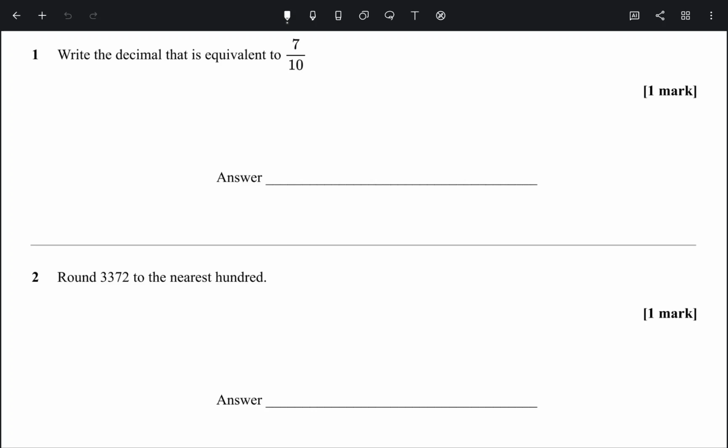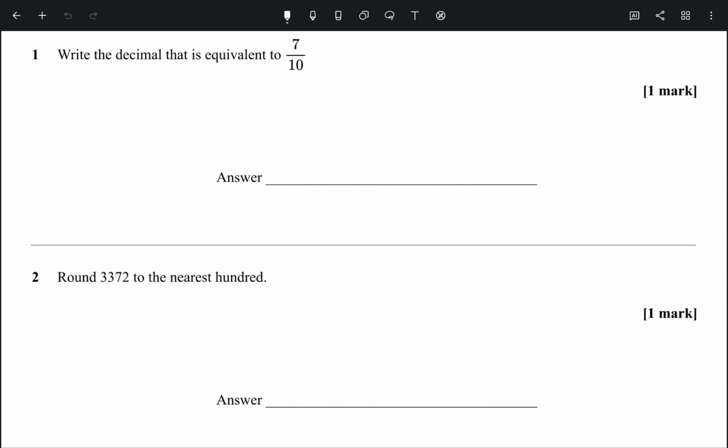This is our predicted paper for the GCSE Maths exam taking place in May 2024. So we are going to be going over some past paper questions and going over some topics and also providing you with top tips as well in terms of how to prepare for your upcoming exams.